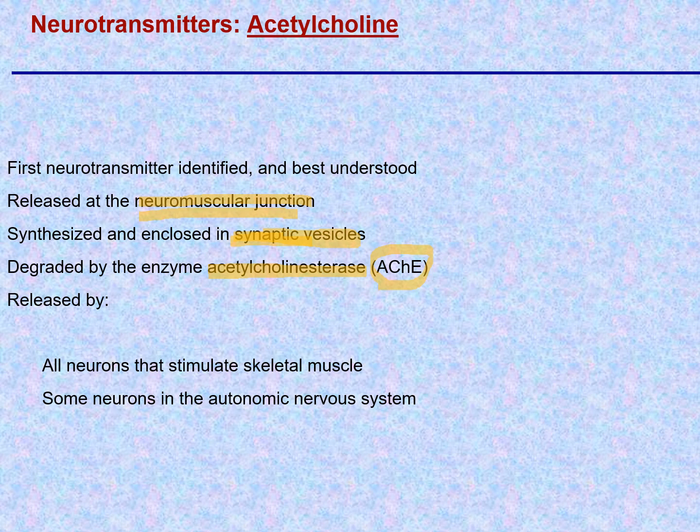All neurons that stimulate skeletal muscle at a neuromuscular junction release acetylcholine. And some neurons in another nervous system that we haven't discussed yet, the autonomic nervous system, also release acetylcholine. So it's quite a commonly occurring neurotransmitter, both for muscle tissue excitation, or impulses to skeletal muscle, and also it's important in the autonomic nervous system synapses. And we'll talk about that in the last part of this series of lectures on the nervous system.